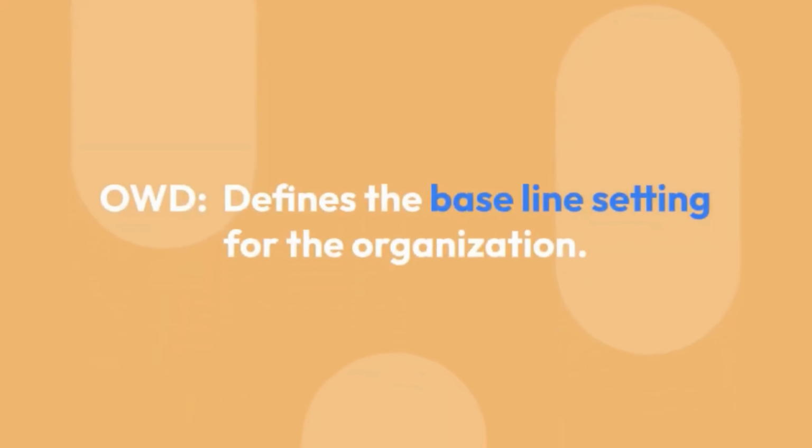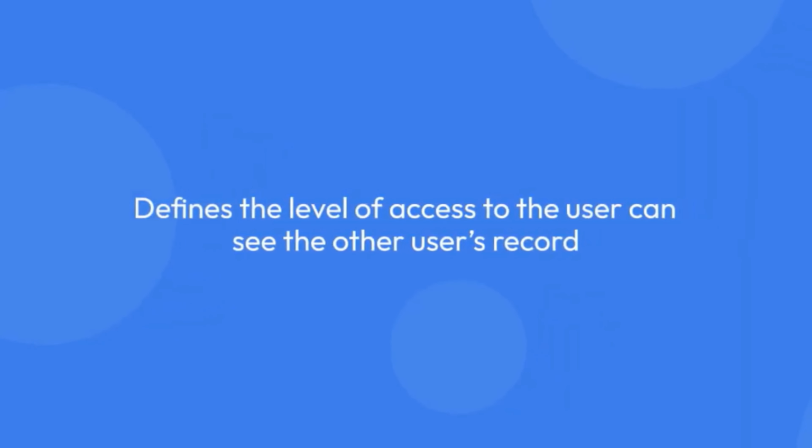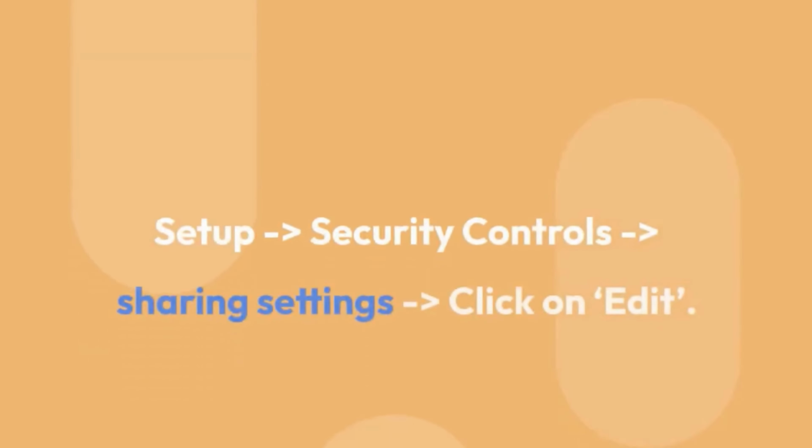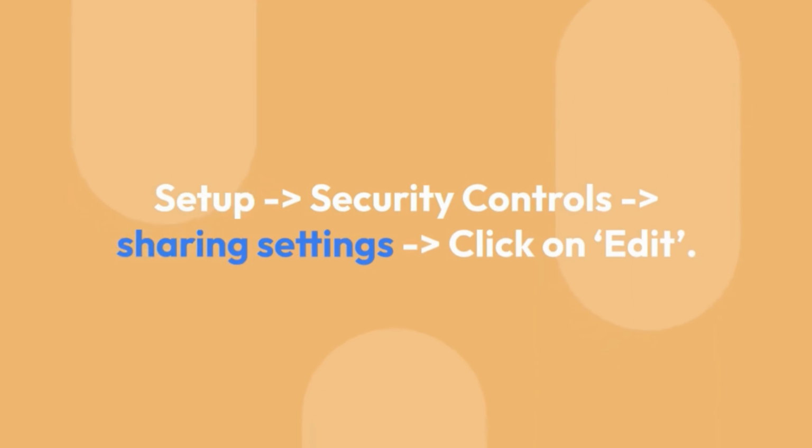OWD defines the baseline setting for the organization. It defines the level of access a user has to see other users' records. OWD can be private, public read only, or public read and write. Go to Setup, Security Controls, Sharing Settings and click on Edit.